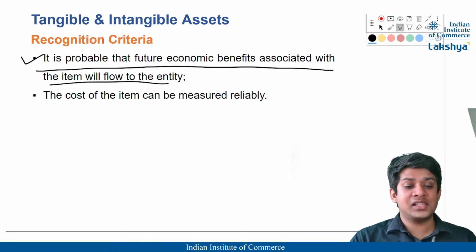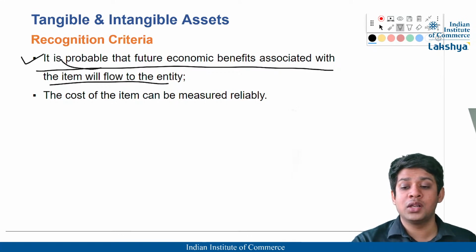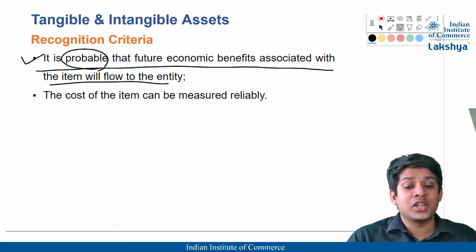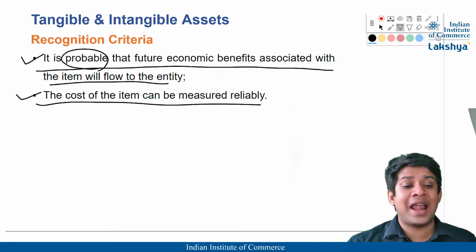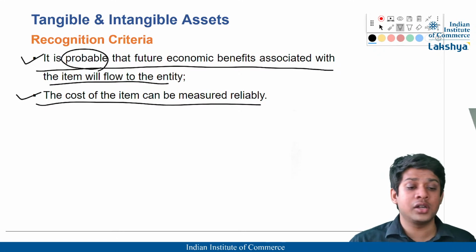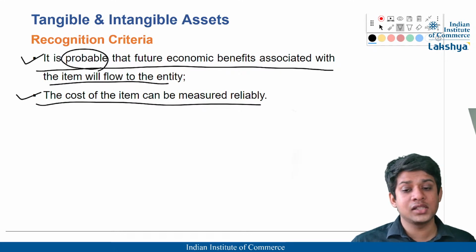So the future economic benefits that I'm going to generate from these are going to be entitled to me, right? Because it is my machinery, I've purchased it, correct? So it is probable. That means there is more than a 50% chance that I'm going to generate future economic benefits, which will flow to me because I have purchased the asset. It is under my control. And secondly, the cost of the item can be measured reliably. Obviously, the value at which I purchase that machinery can be determined, so that I can recognize it as an asset within my financial statements at a certain amount. Okay, so these two are the fundamental recognition criteria for the recognition of an asset.